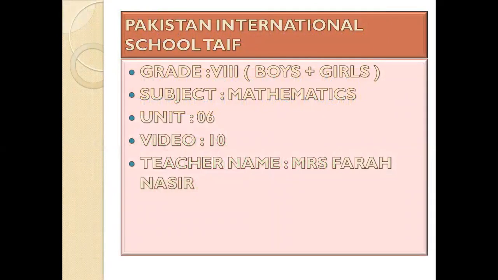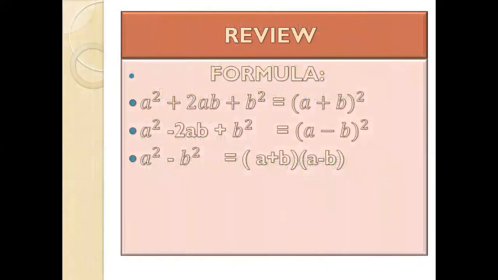Again with the same topic, factorization, and today we have type 5. But in this type, we follow the following formulas: a square plus 2ab plus b square is equal to a plus b whole square, a square minus 2ab plus b square is equal to a minus b whole square, a square minus b square is equal to a plus b into a minus b. These three formulas are used at a time in one question.